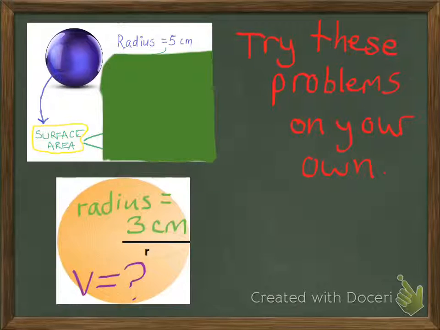And then the next problem you have to do is the volume of the ball that's in the image. The radius equals 3 centimeters. And you have to remember that the formula for that is volume equals 4/3 times pi times r cubed. So I'll give you some time to do that.